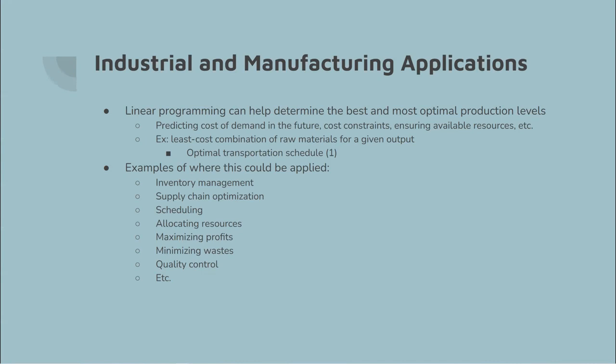Another example is maximizing profits. So linear programming is used by many companies in this regard to optimize profits as much as possible, while also considering constraints such as production costs, market demand, and resource limitations.